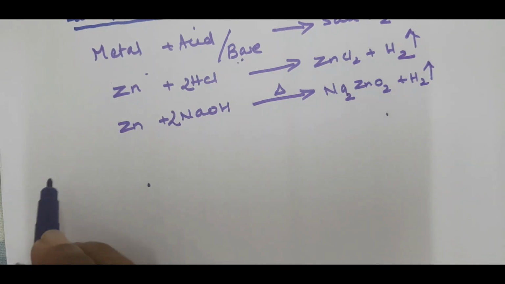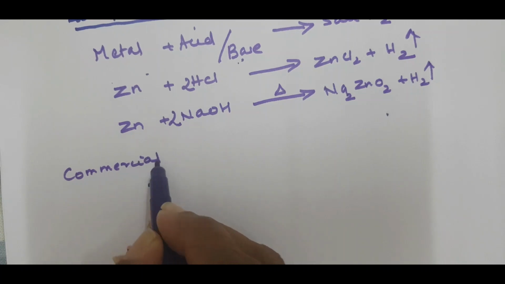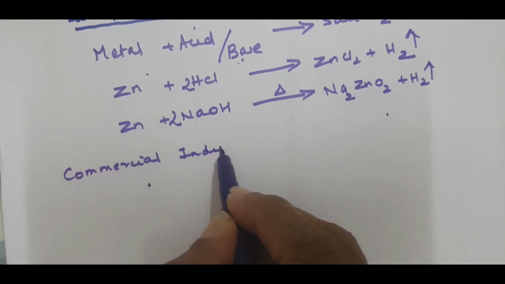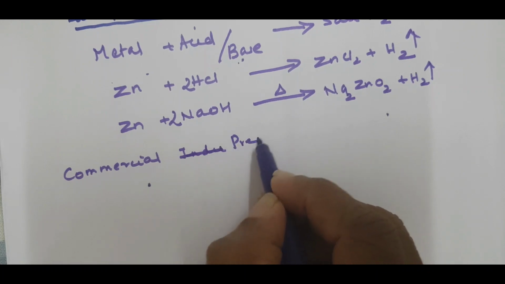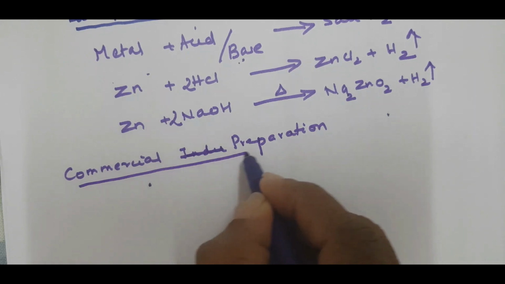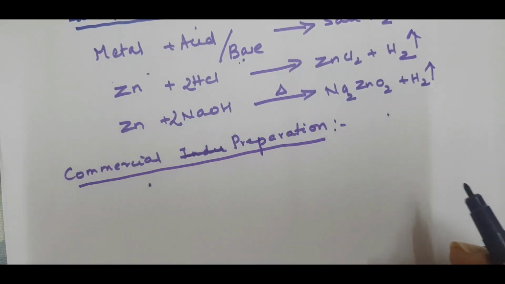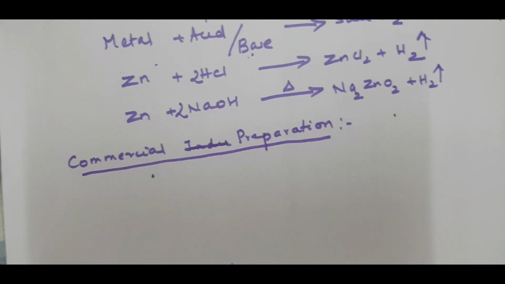Now the next preparation, as I said, is the commercial preparation. That means you want hydrogen in more volume. So commercial preparation of hydrogen is the next preparation. Commercial preparation means preparing hydrogen in a large volume. Now what are the methods of commercial preparation?